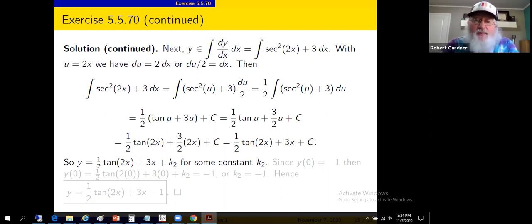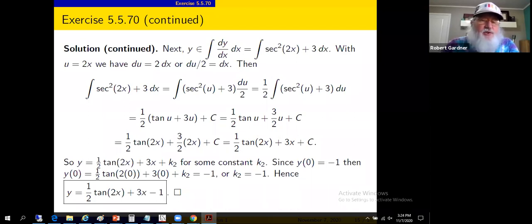What's that constant? Well, they told you an initial condition for the function itself. Y of 0 equals -1 was given, so we'll plug 0 into this, set it equal to -1, and solve for k sub 2. Plug 0 in, we get 1/2 tangent of 2 times 0 plus 3 times 0 plus k sub 2. That's simply k sub 2 on the left-hand side. The right-hand side is -1. K sub 2 must be -1. Plug that in up here, and that'll give you y. Y is 1/2 tangent 2x plus 3x minus 1, as given down here.